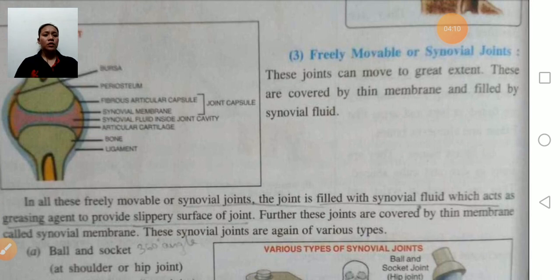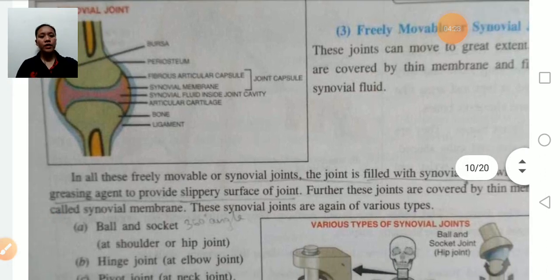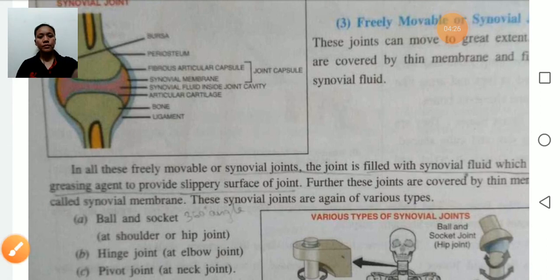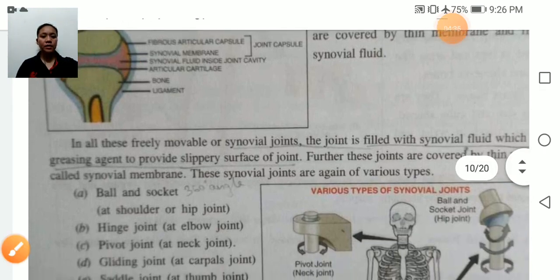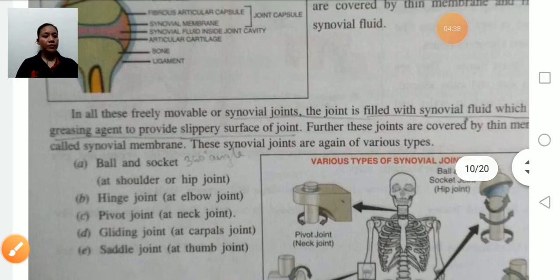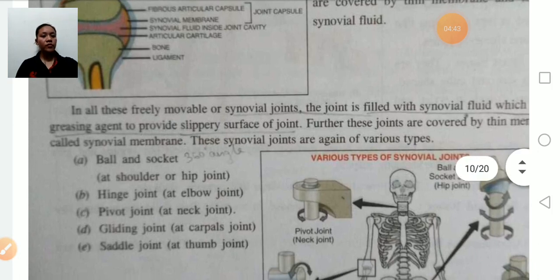And last are freely movable joints, meaning those joints which move to a great extent. These are covered by thin membranes and filled with synovial fluid. In between the bones there is synovial fluid. All these freely movable or synovial joints are filled with synovial fluid.